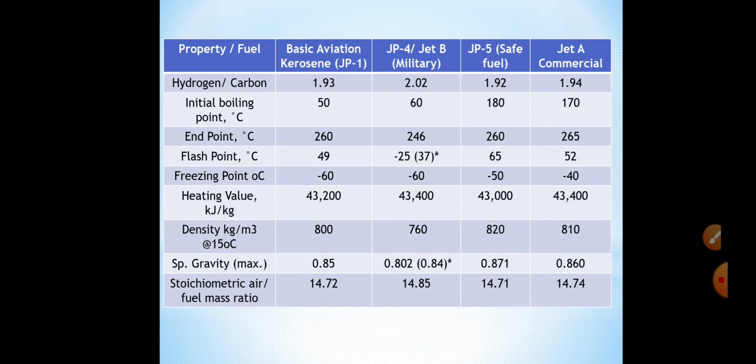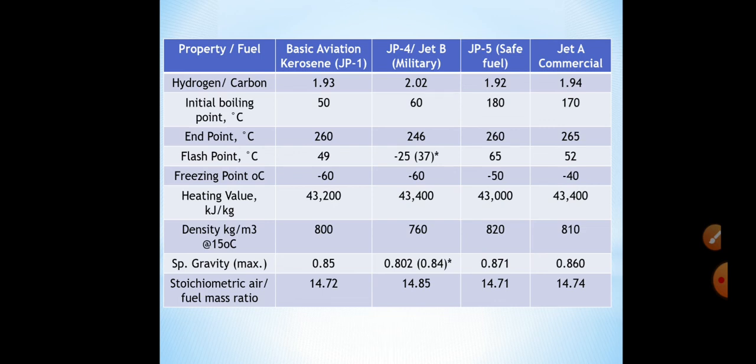So here we can see the hydrogen to carbon property. The hydrogen to carbon ratio of a basic aviation fuel is 1.93. Similarly, for military aircraft it is 2.02, JP5 will have 1.92, and similarly Jet A commercial will have 1.94.